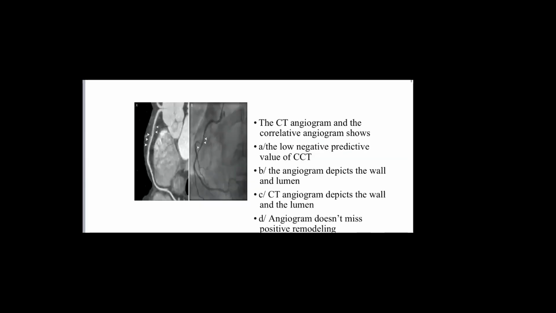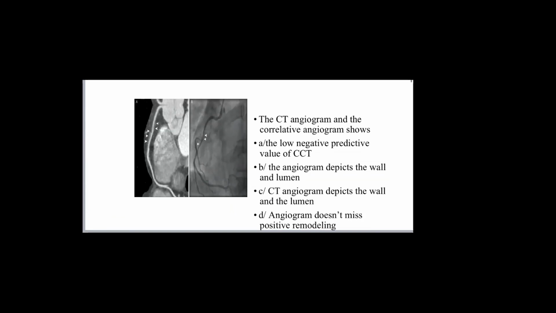Now, this CT and the correlative angio, you see the CT and the angio for the same patient. It shows the high negative predictive value of cardiac CT. The angiogram depicts the wall and the lumen. CT angiogram depicts the wall and the lumen. Angiogram does not miss positive remodeling. We want true or false.